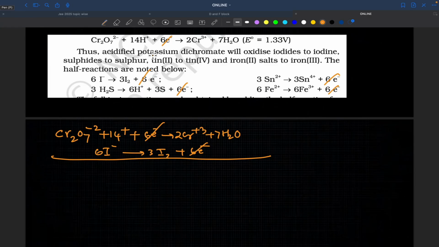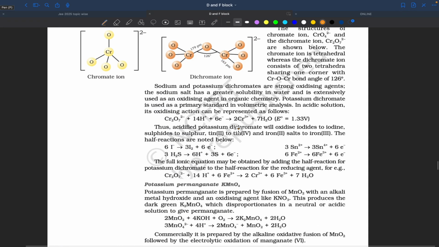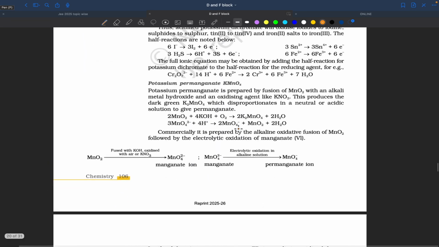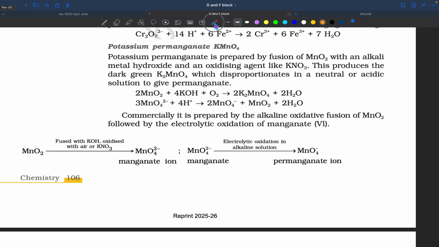చేశారమ్మా? బ్యాలెన్సింగ్ అయిపోయిందా? ఓకే. So then we have the potassium permanganate. Potassium permanganate reaction is very important. You can check here. Potassium permanganate is prepared by fusion of MnO2. Manganese dioxide is fused with KOH. So we'll get K2MnO4. ఇక్కడ కూడా MnO4 వచ్చింది.